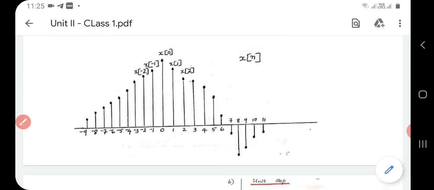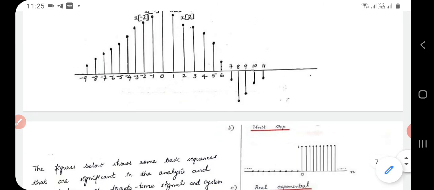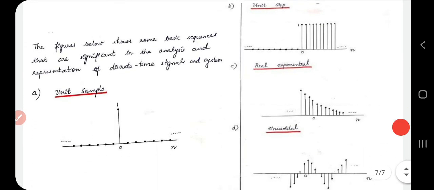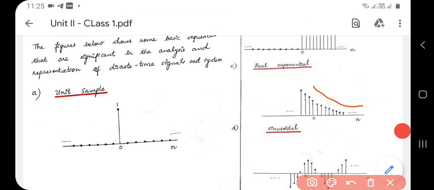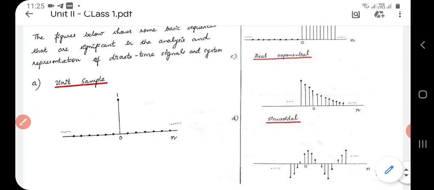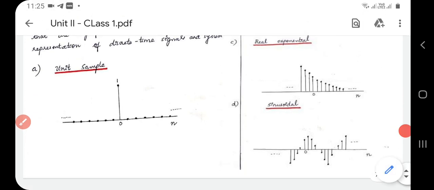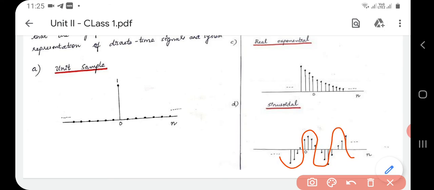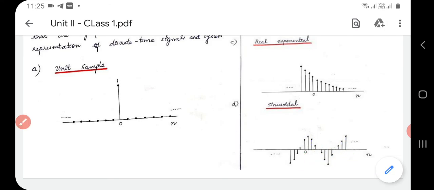Now, in order to analyze a discrete time signal, we can use various types of sequences. One is a unit sample, say only one line, and B, that is unit step. See the differences. The other one is real exponential, that is in an exponential manner. And the last one is sinusoidal. This figure itself suggests the shape of a sinusoidal wave like this. So these are the various sequences that might be helpful while you are analyzing a discrete time signal. Just remember this: a discrete time signal is obtained by the periodic sampling of an analog signal.